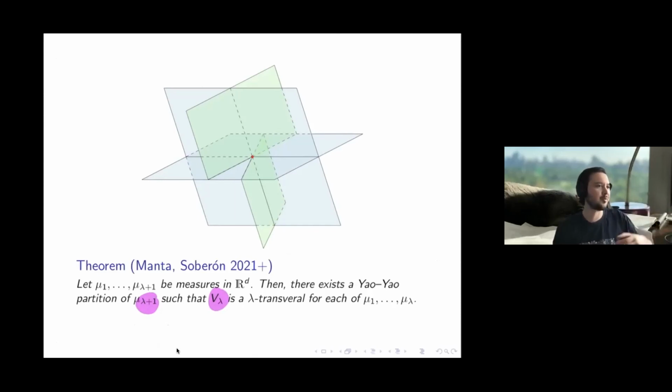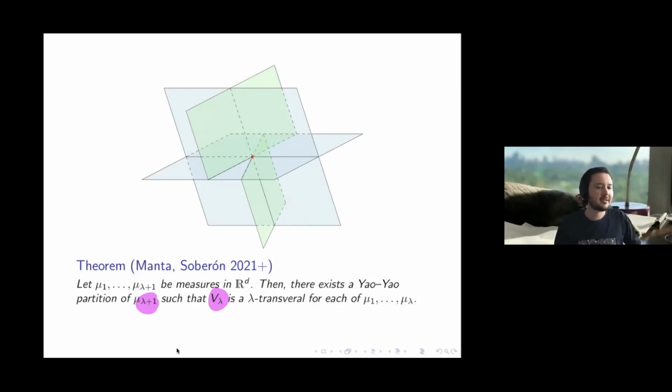That's also the result in dimension 3 I told you about for 2 measures: for one you'll have 2 planes which split it into 4 equal pieces, and then the intersection is a center line for the other one. Because if you ignore the green sections here, that's a partition of R3 into 4 equal pieces. So you can combine Yao with the central transversal theorem.